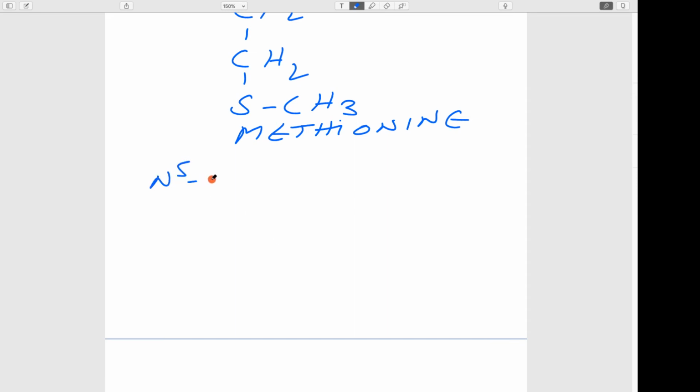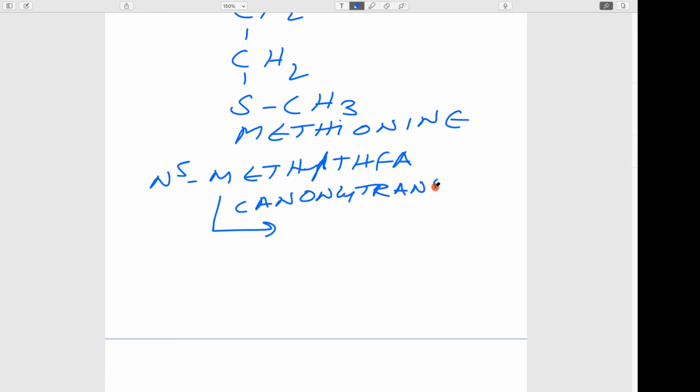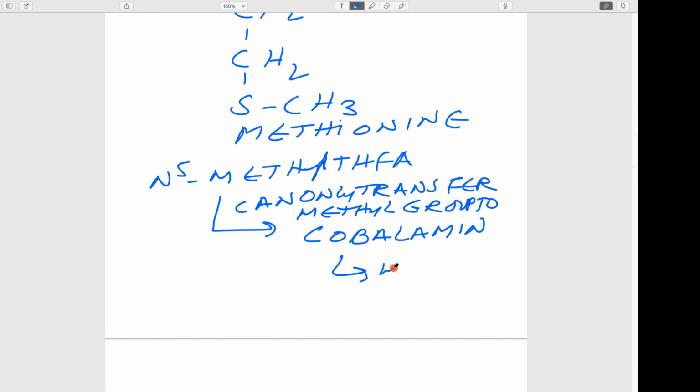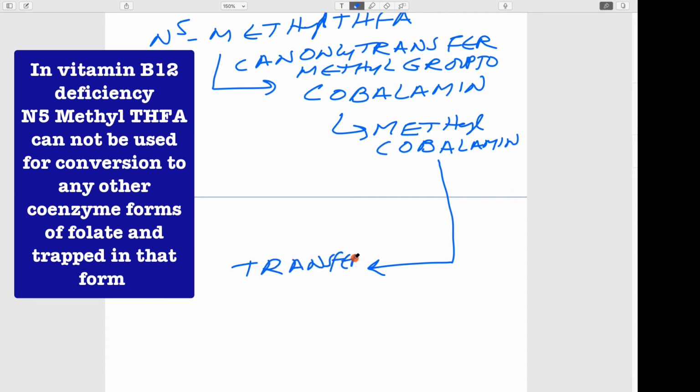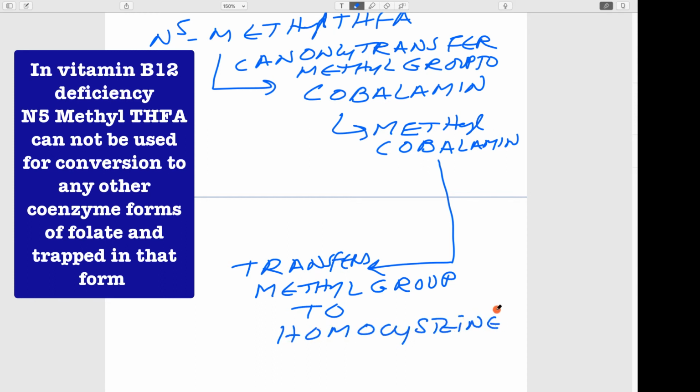Here N5-methyl THFA can only transfer its methyl group to cobalamin, converting it into methyl cobalamin. So it is transferring to the B12. This methyl cobalamin then transfers that methyl group to homocysteine, converting it into methionine.